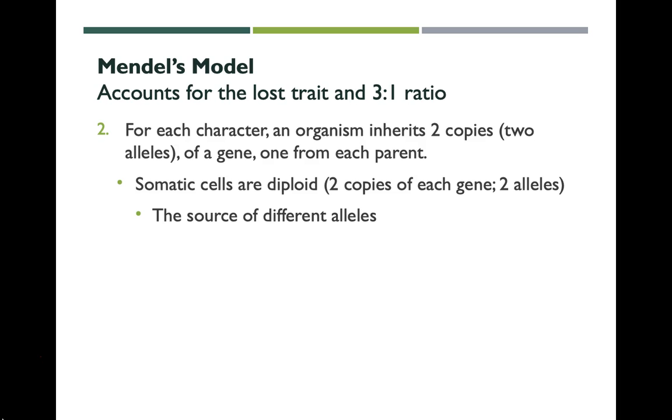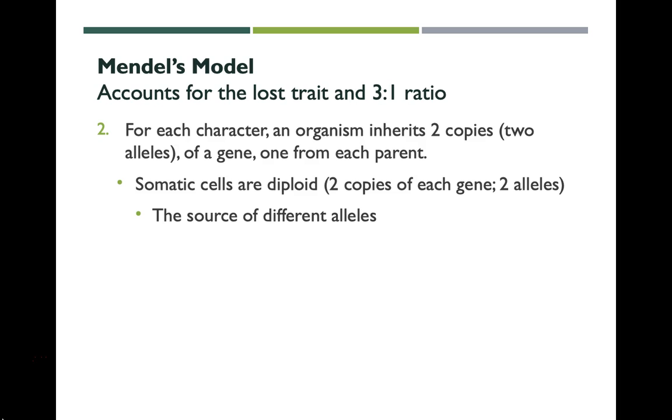For each gene, and I just said we were switching to genes, but it says character. For each gene, an organism inherits 2 copies or 2 alleles. Each of those alleles come from a parent. Now this has its roots in meiosis. Meiosis reduces the number of chromosomes, so each gamete is going to have 1 allele or 1 chromosome in that gamete. And then when they come together into a fertilized zygote, that individual now has 2 copies of each chromosome, so 2 copies of all of the alleles on those chromosomes.